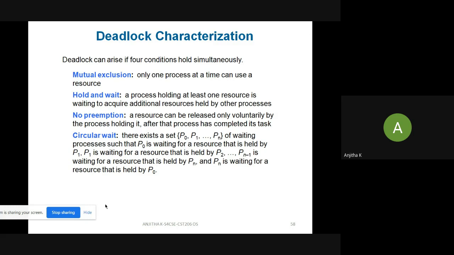Read-write mode will also be there. Read-write means a process can read or write.